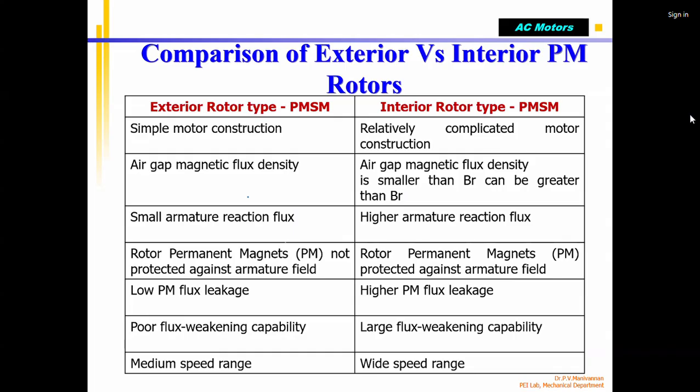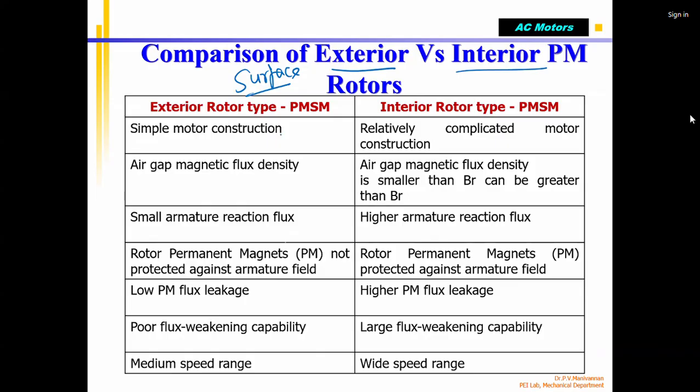What is the advantage of each type of permanent magnet rotor you will select? Whether you select exterior, another name for which is surface mounted. A surface mounted rotor is called an exterior rotor because the magnets are fixed on the surface, the exterior of the rotor core. Otherwise it is the interior type, where the magnet is buried in the rotor core.